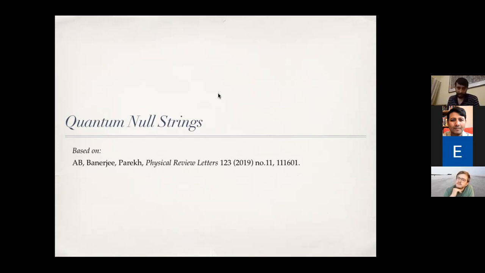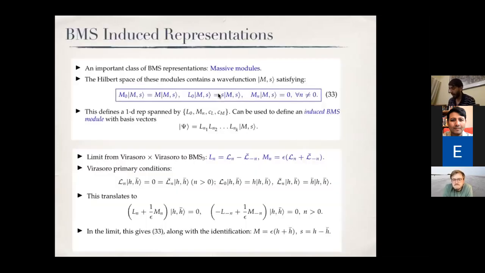Now, there's a lot of fun that one can have when one tries to look at the quantum mechanical systems which arise from this. All right. So I'm going to start off with something which are called BMS Induced Representations. This, I don't know why I do not write this here. This is, let me try and rectify this.